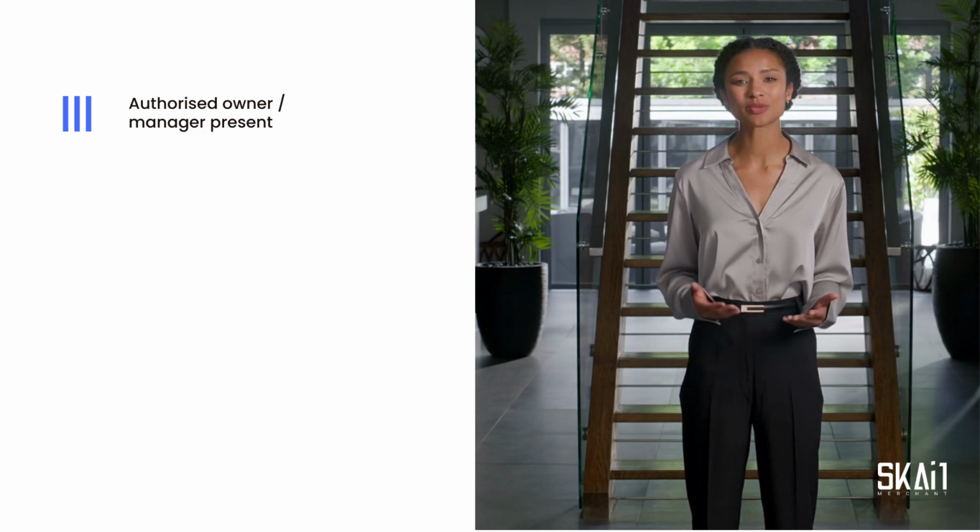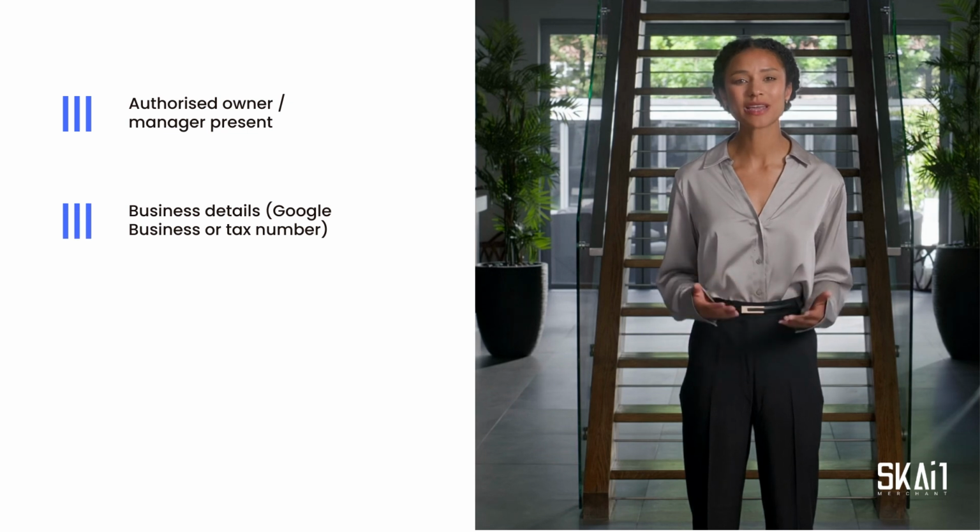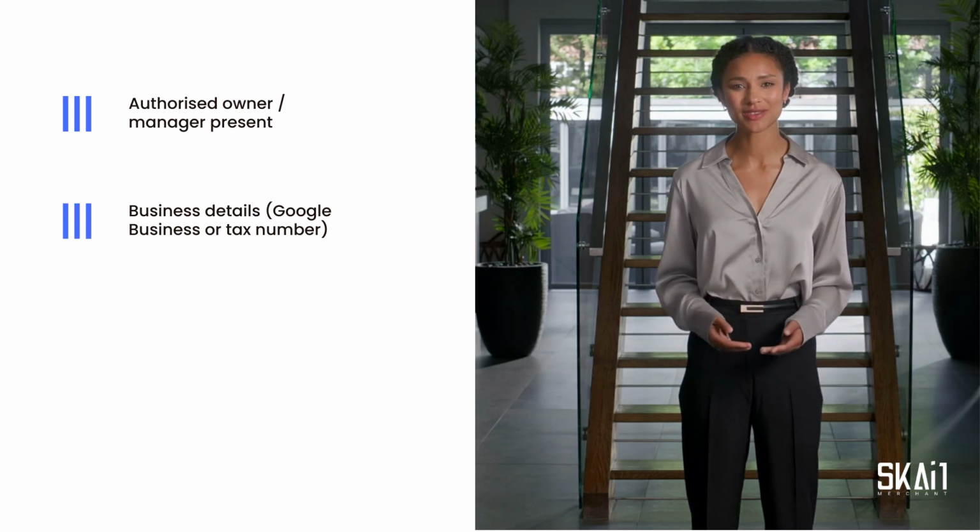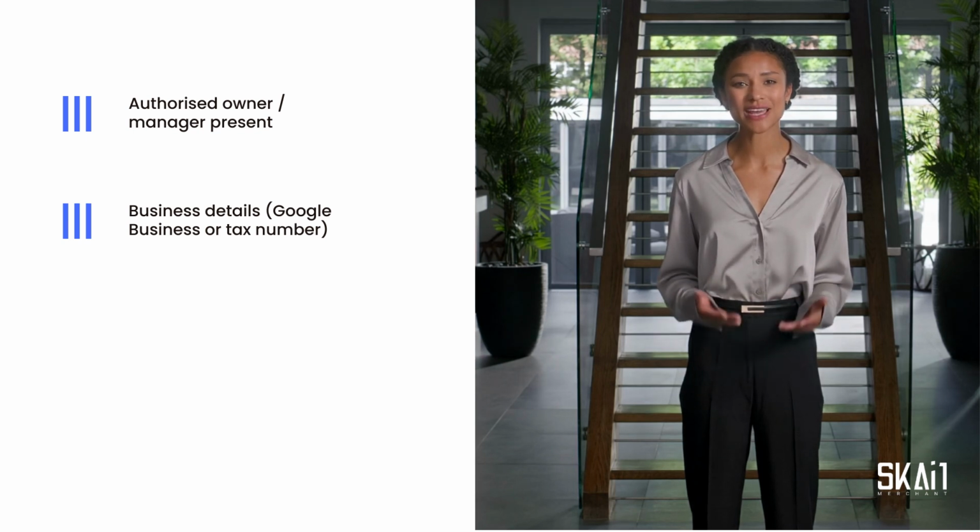Second, you'll need your business details. If your company is already on Google Business, the registration becomes much faster. SKAi1 can automatically import your business name, address, and category with just one click. If you're not on Google yet, that's fine. You can also use your business tax number and enter the details manually.